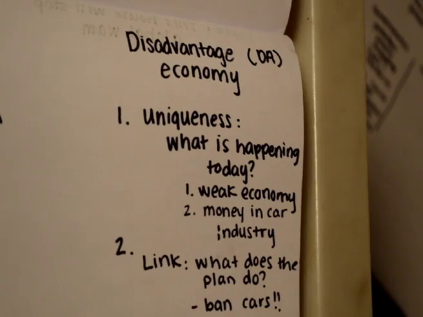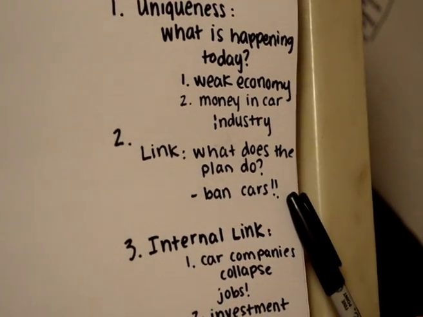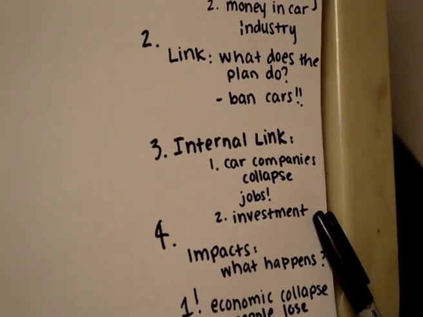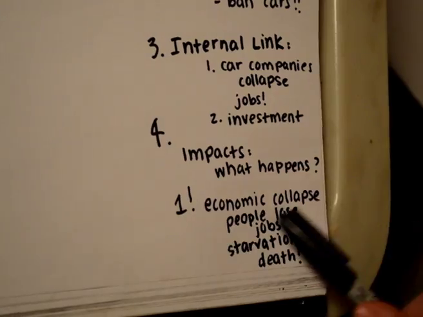It tells the story. We start with, remember the uniqueness. Number one, what is happening in the world today? Second, what does the plan do to change that world? 3, internal link. What does that mean? What does that plan actually do? What happens tomorrow when the plan is in effect? And lastly, impacts. What does that world look like? People dying, starvation, jobs lost, economic collapse.